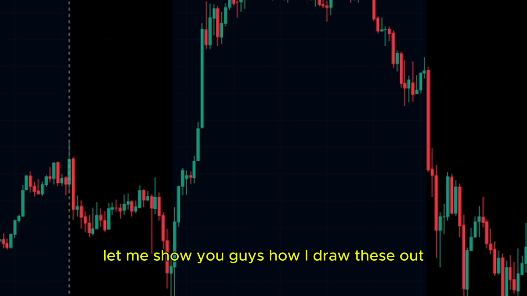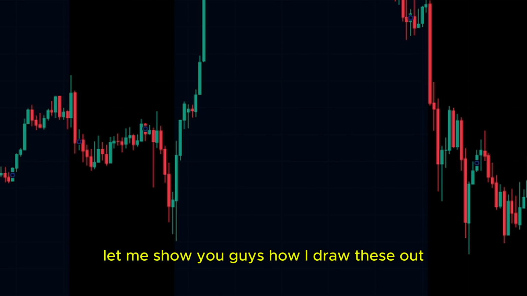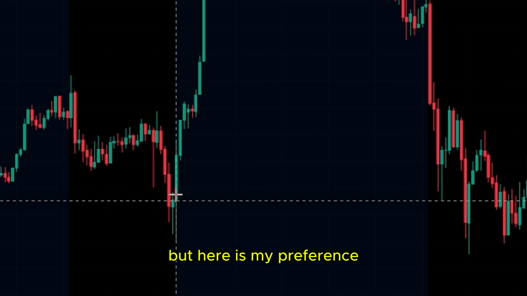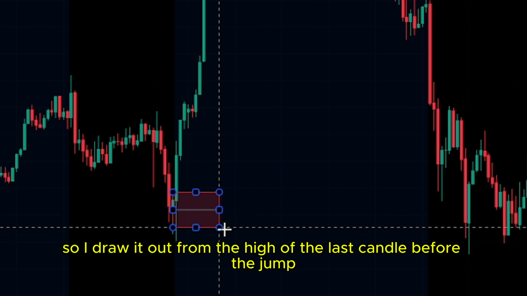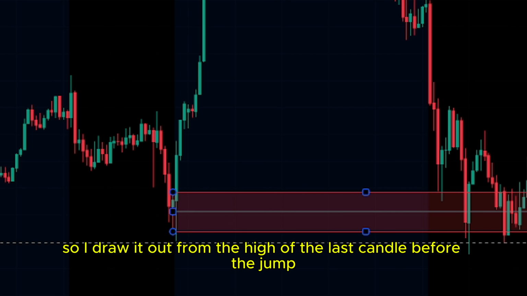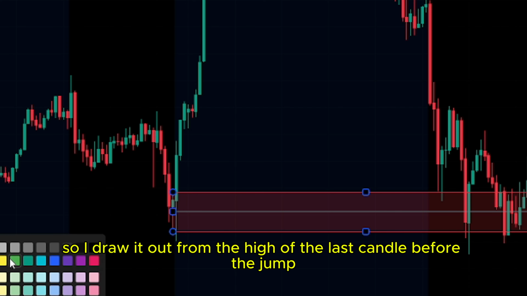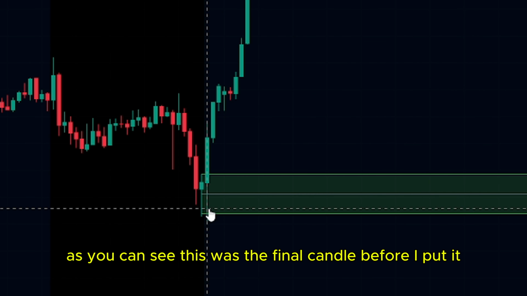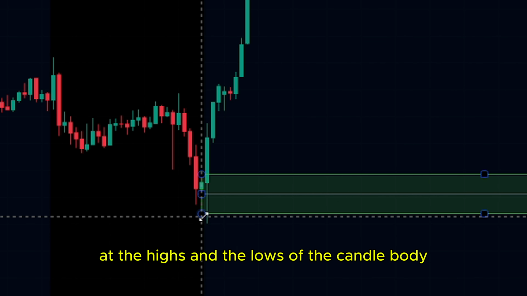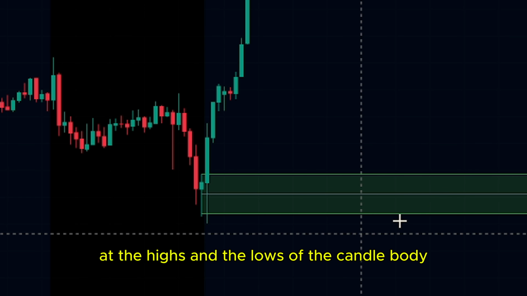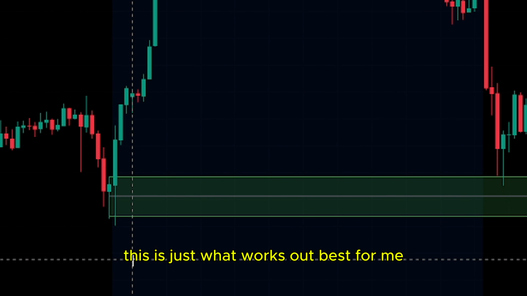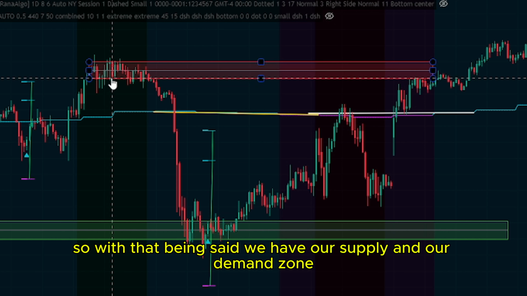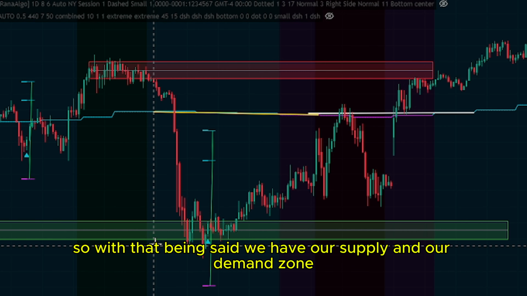All right, with that being said, let me show you guys how I draw these out. There's a bunch of different ways that people do it. Everybody has their preference, but here is my preference. So I draw it out from the high of the last candle before the jump. As you could see, this was the final candle before it. I put it at the highs and the lows of the candle body. This is just what works out best for me. There's a bunch of different ways to do it. At the end of the day, it's relatively the same thing. So with that being said, we have our supply and our demand zone.